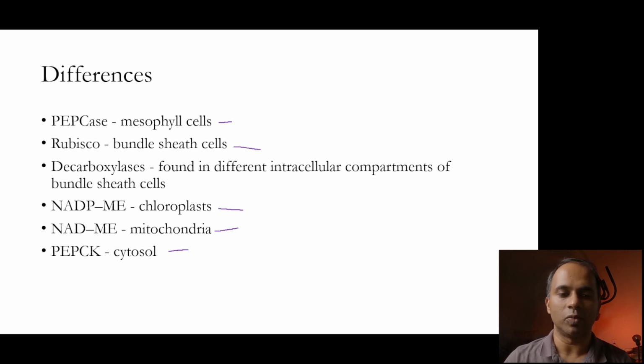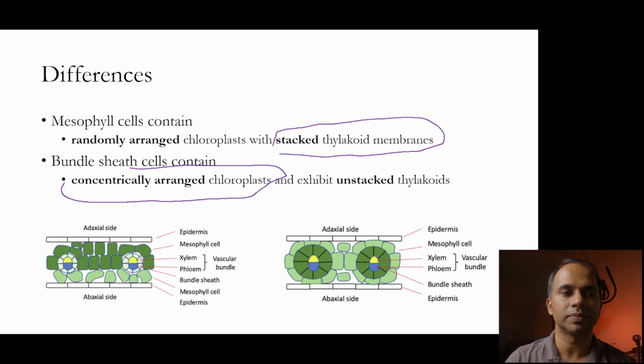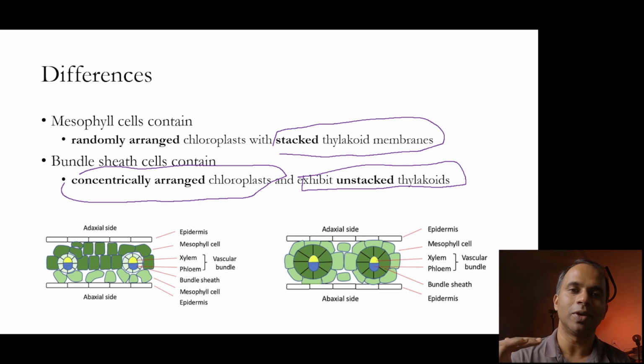Okay, and moving forward, if you think about the anatomy, our mesophyll cells contain randomly arranged chloroplasts with lots of stacked thylakoid membranes. And in contrast, the bundle sheath cells contain more concentrically arranged chloroplasts, and they exhibit unstacked thylakoids, because now they are facilitating processes in two different places. So therefore, they basically change the structural content of chloroplast. And so this is a very simple schematic diagram of the C3 and C4 anatomy of plants.